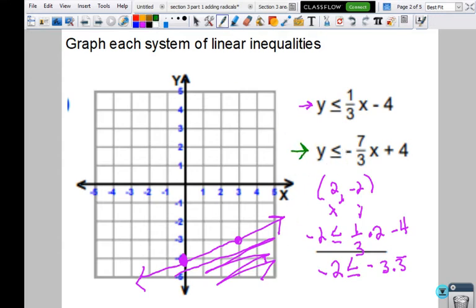My y is less than negative 7 over 3x plus 4. So it's the exact same process, but we just have different numbers. So, Susie, what's the first thing I need to do?